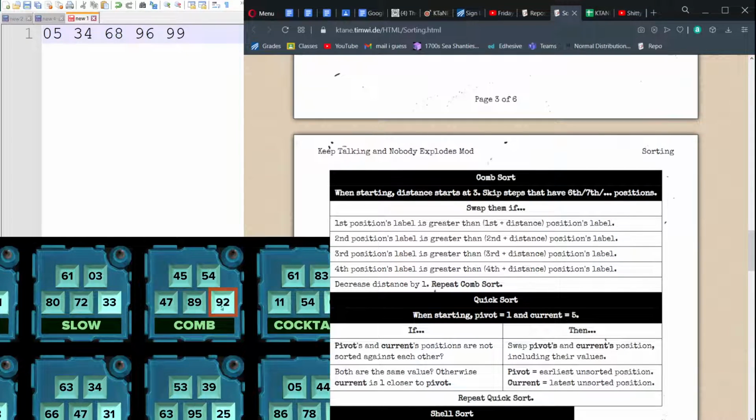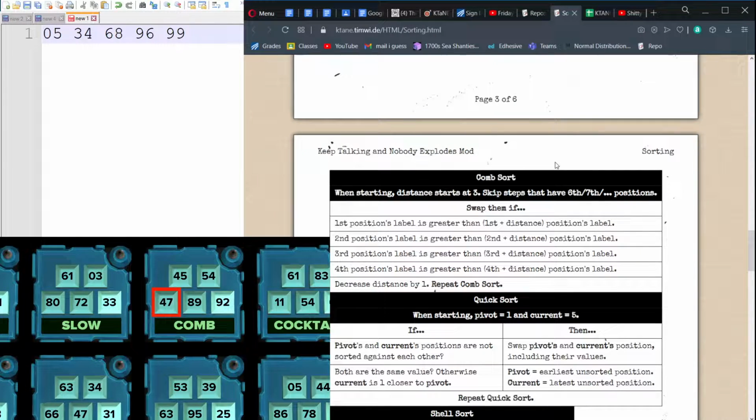And once we reach the fifth number, we restart the beginning by decreasing our distance by 1. So originally our distance was 3, or our offset was 3, but now our offset is going to be 2. So we compare 47 with the one that is 2 spaces away, which is 89. That is not greater, so we continue on. 45 and 54, that's not greater, so we continue on. Then 89 and 92, that is not greater, so we move on.